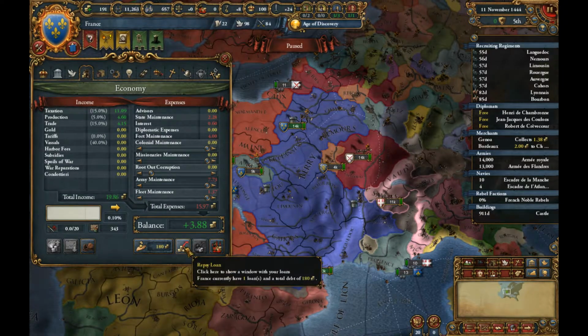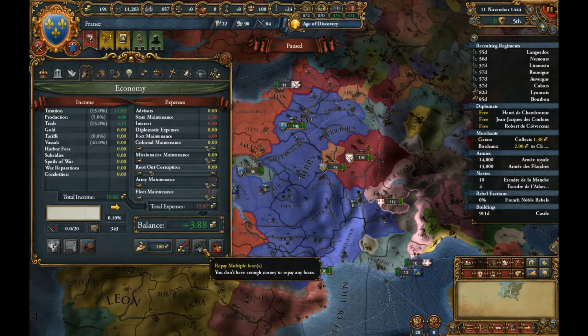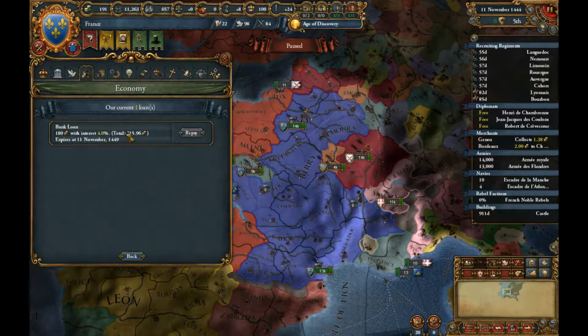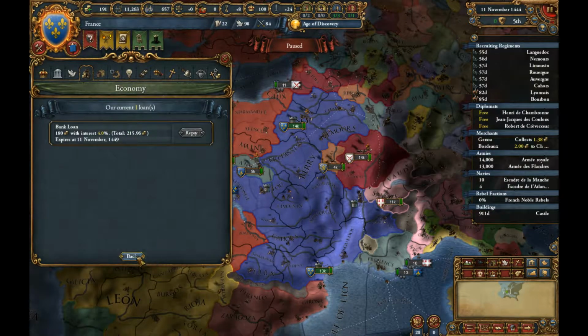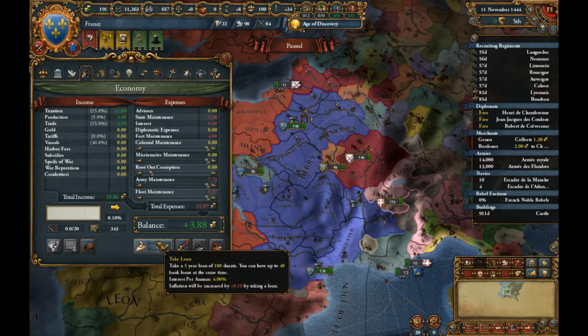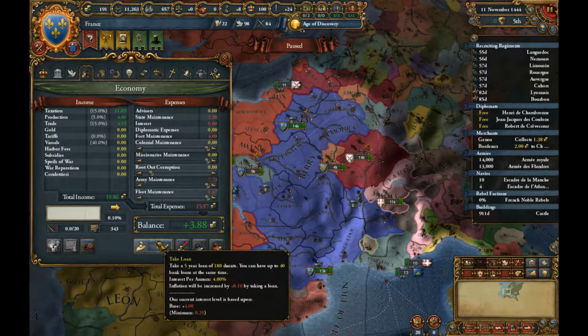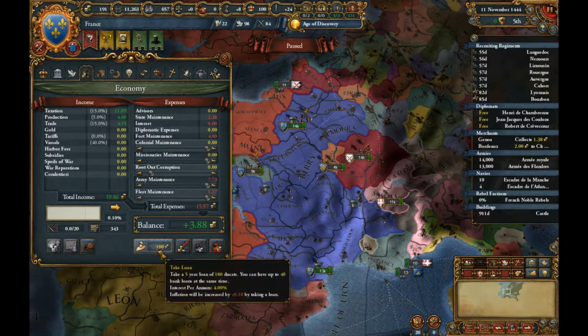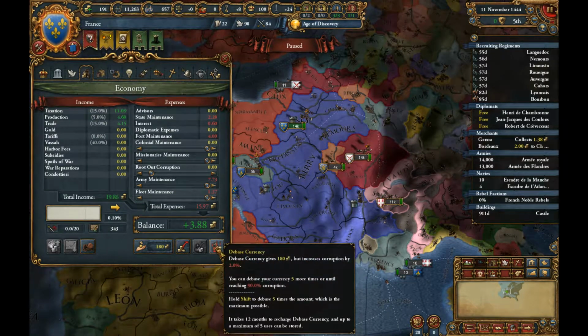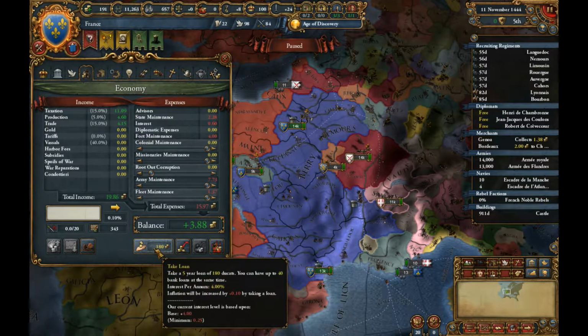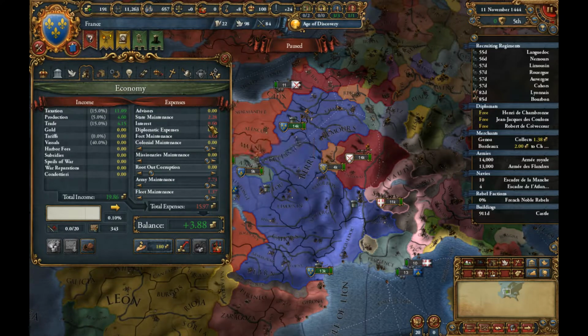You can repay the loan or repay multiple loans. If you click on repay the loan, you see your loans, and you can click on repay if you have the money necessary. Of course, it can cost an interest per annum. And as you can see, it costs some interest monthly.